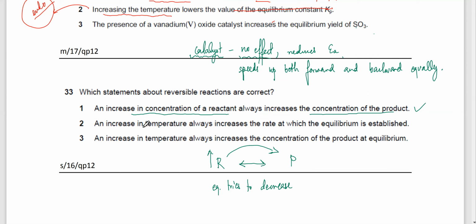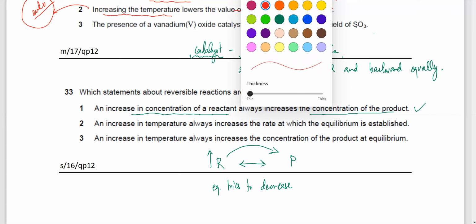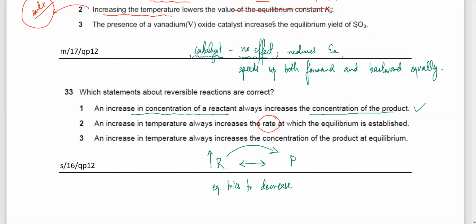The second statement: increase in temperature always increases the rate at which the equilibrium is established. Be very careful when they're talking about rate of reaction. Rate has nothing to do with equilibrium. When we talk about forward and backward, I'm stressing it over and over again, it has nothing to do with the speed of the reaction. It just means that one reaction is faster compared to the other. Maybe both reactions are slowing down, maybe both are speeding up. So treat rate as something separate. Whenever you increase temperature, the rate of the reaction always increases.